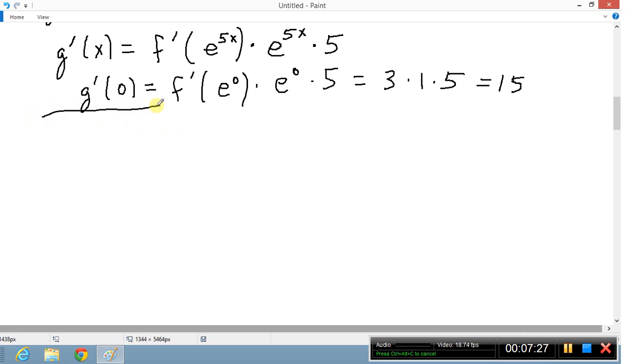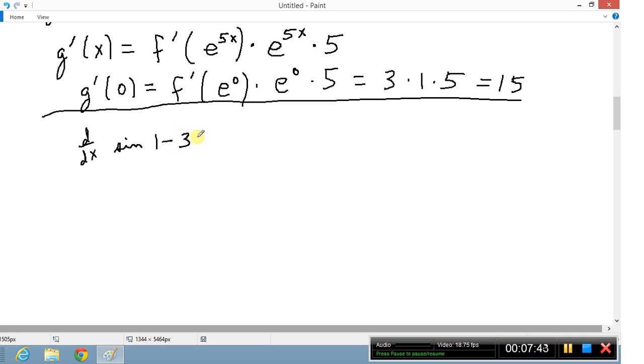Number 8, you have to calculate the derivative of the sine to the 5th of 1 minus 3x squared. Now the first thing you need to know is that the sine to the 5th means the sine of whatever, all of that to the 5th power. That's what you're dealing with.